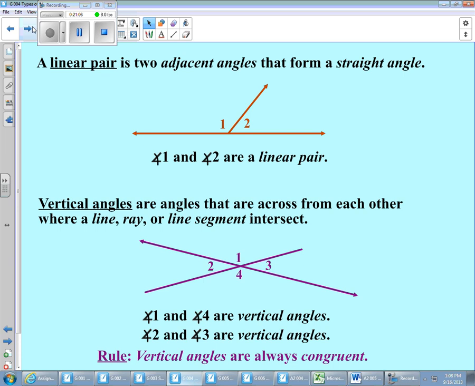And we had vertical angles, and this is one that's missed a bunch because people know what the word vertical means in the English language, but in geometry it means something different. In geometry, vertical happens when a couple of lines intersect. Vertical means across from each other. So in this diagram, angle 1 and angle 4 are vertical angles. Angle 2 and angle 3 are vertical angles. There's a basic rule that vertical angles are always going to be congruent to each other. So 1 and 4 are going to measure the same. 2 and 3 are going to measure the same.